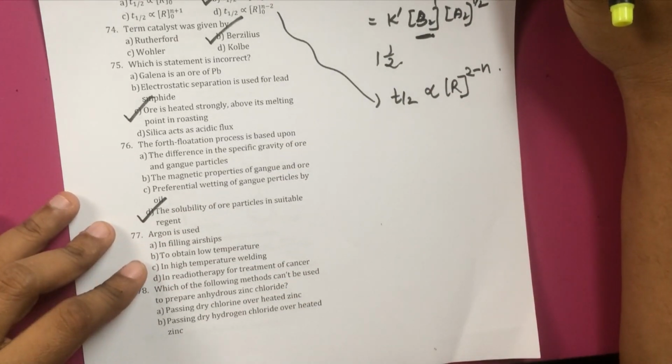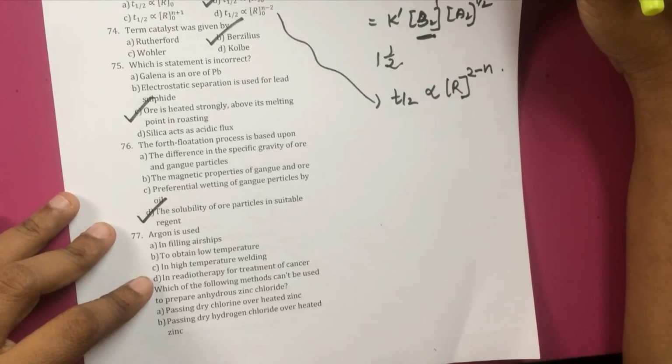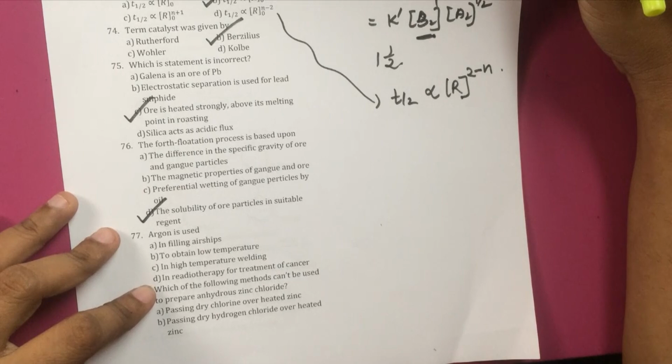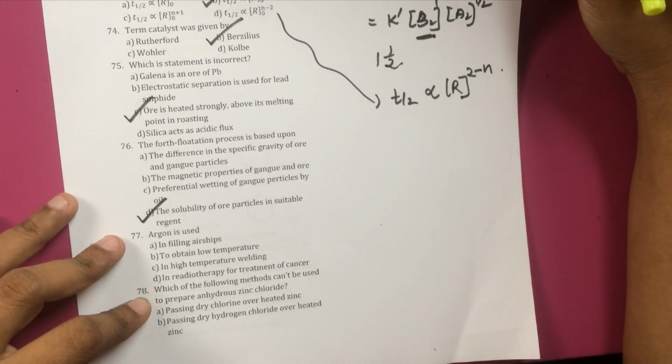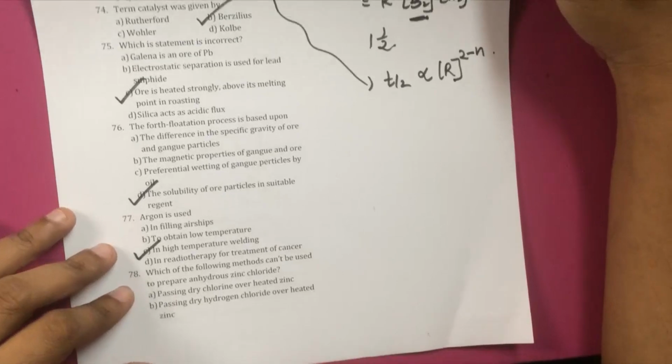Question number 77. Argon is used for filling airships, to obtain low temperature, in high temperature welding, and in radiotherapy for treatment of cancer. It's option C, in high temperature welding.